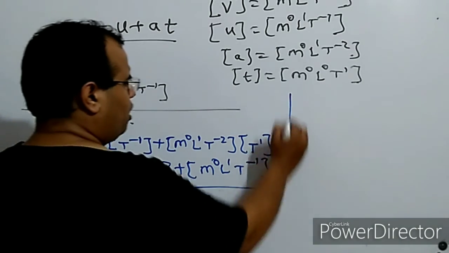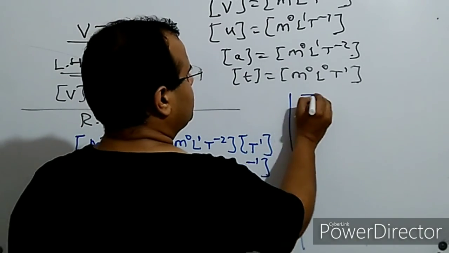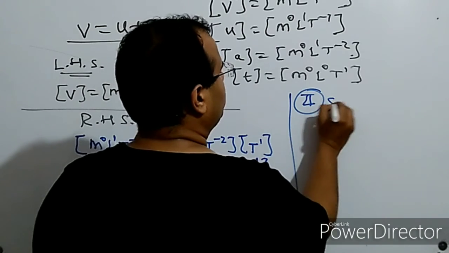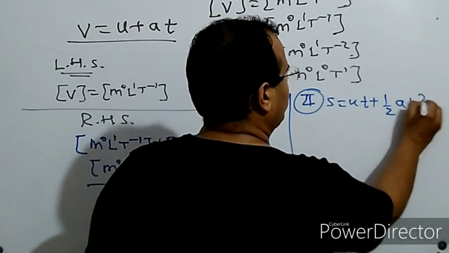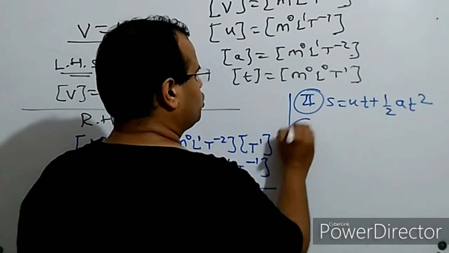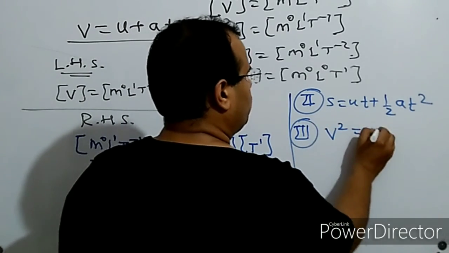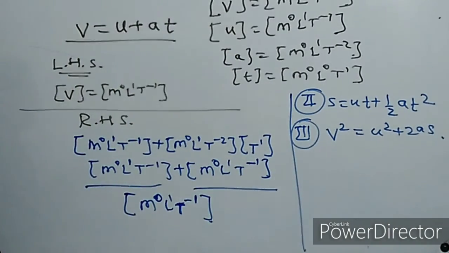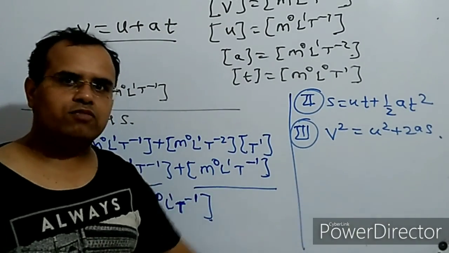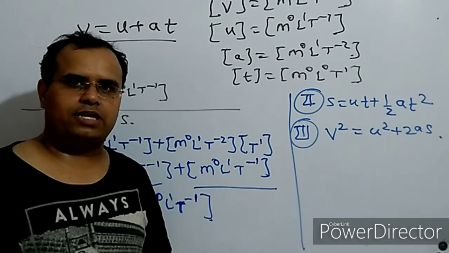Okay, now some work for you people. Second equation of motion you will be doing yourself. S equals ut plus half at square, and the third equation of motion also, v square equals u square plus twice as. These two you will be solving yourself and checking the validity of the equations. This is what your assignment is.